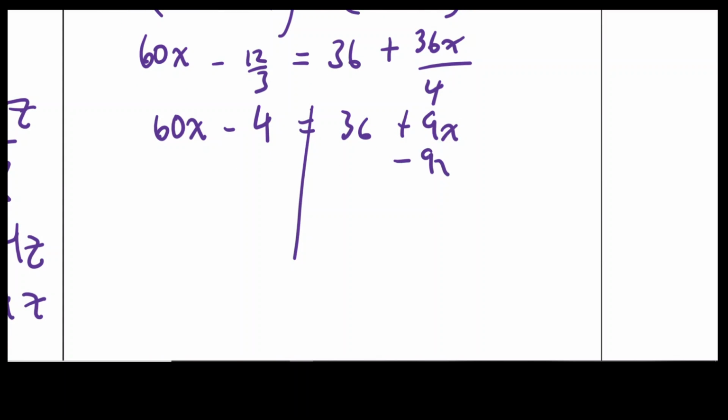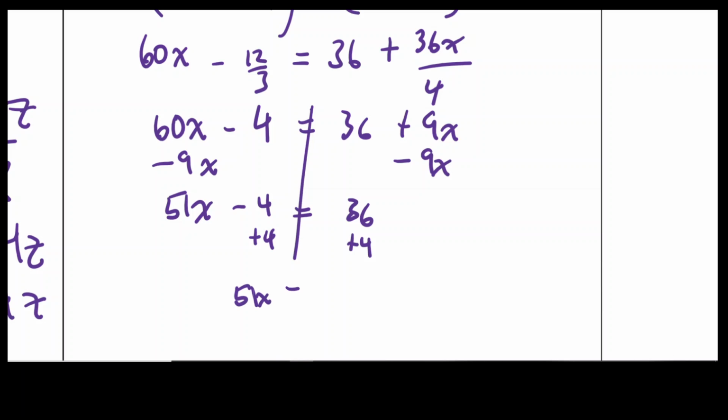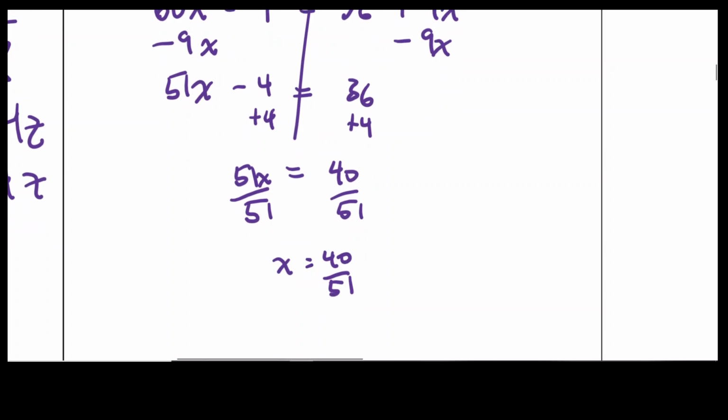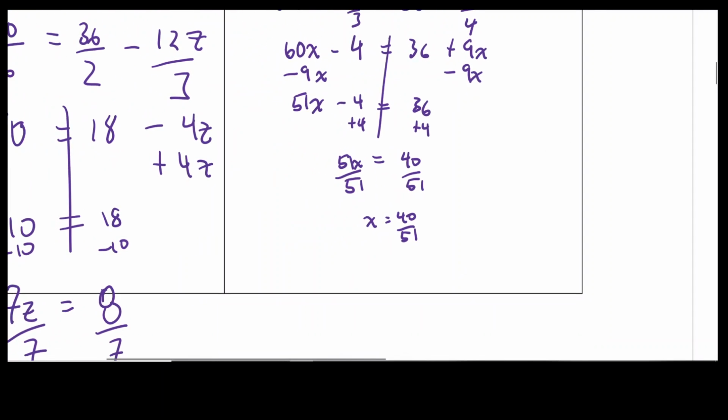Get rid of one of the x's to start out. So I'm going to subtract the 9x so that I get a positive 51x. Add the 4 to get the x term by itself. Divide by 51, divide by 51, and you get x is 40 over 51. I don't think that reduces offhand. Doesn't matter, we can leave it like that. And that's what I would do with that one.